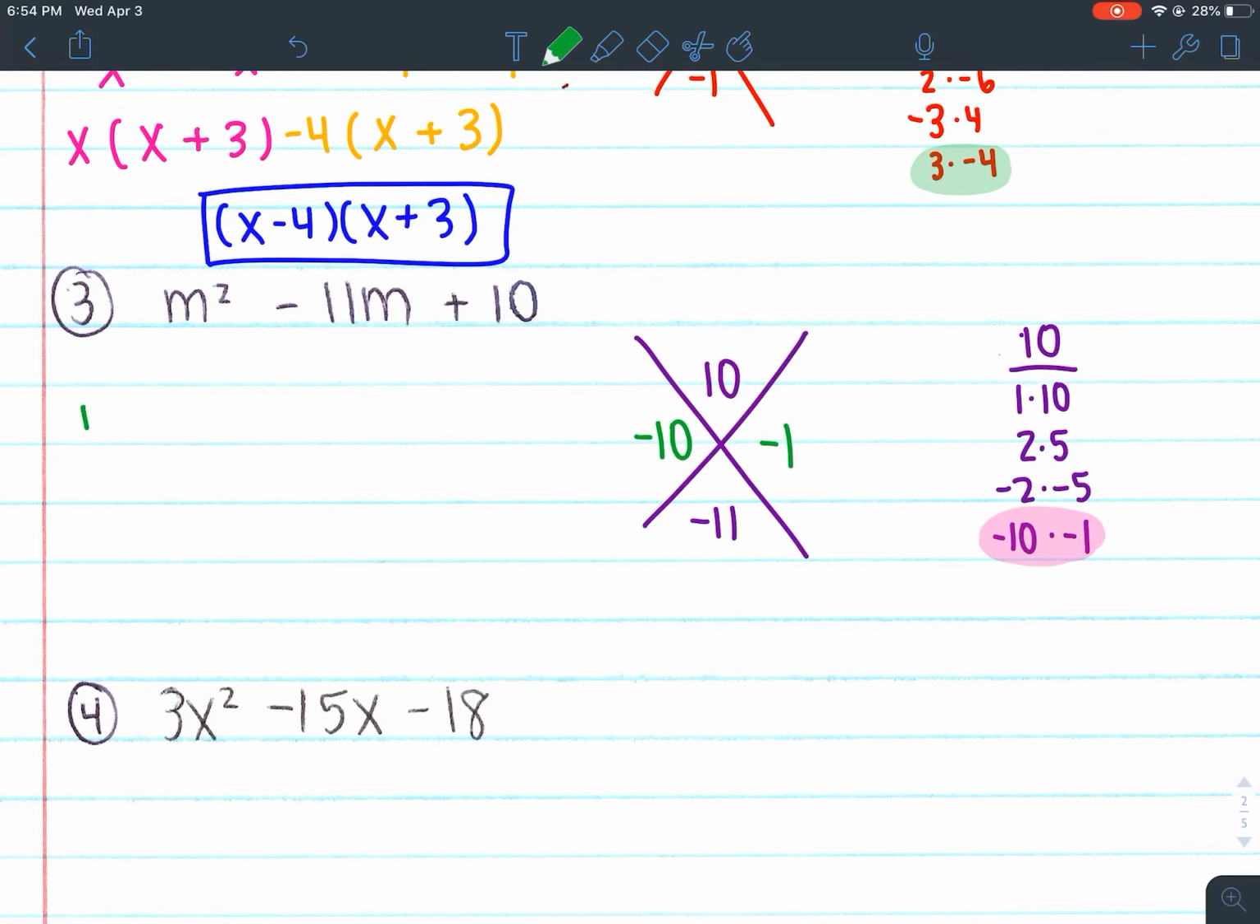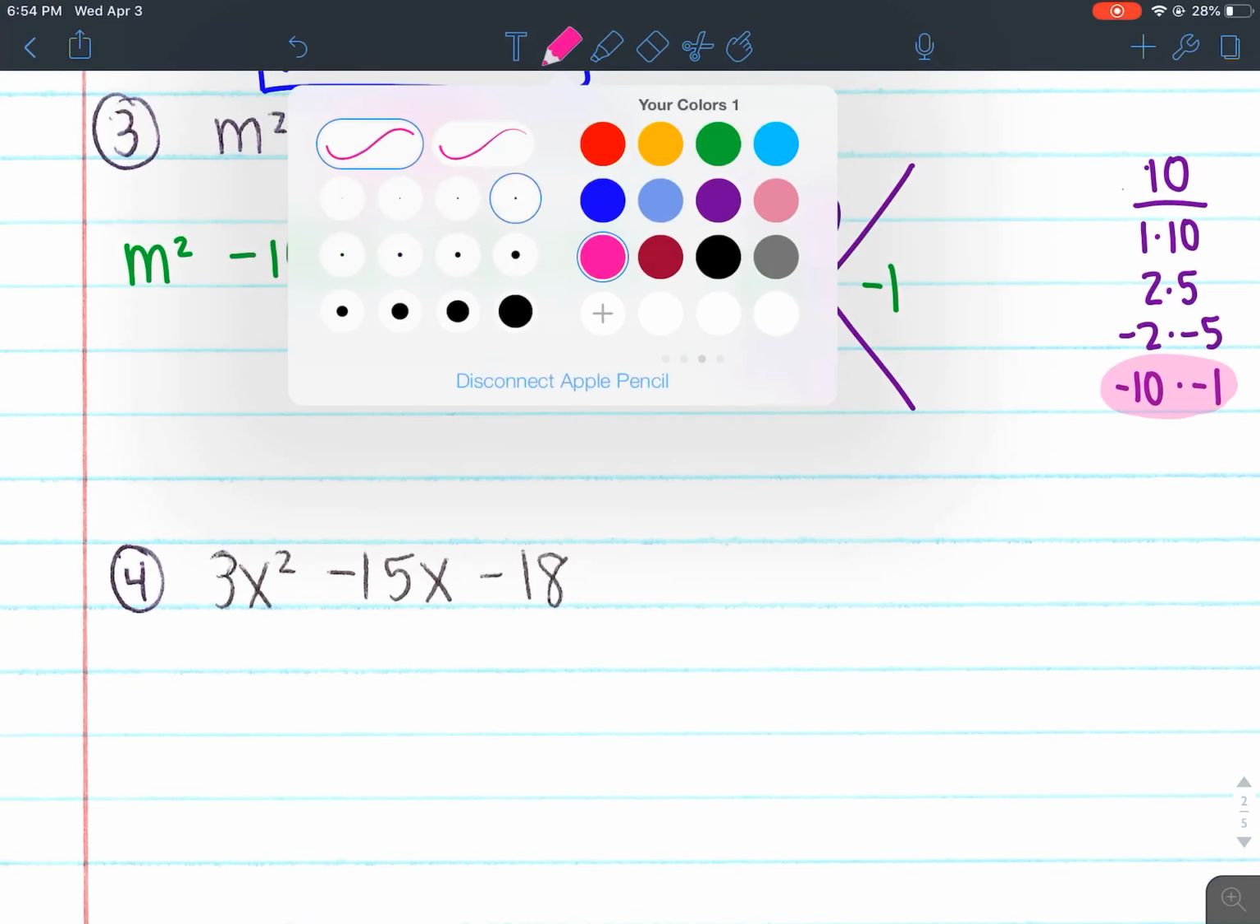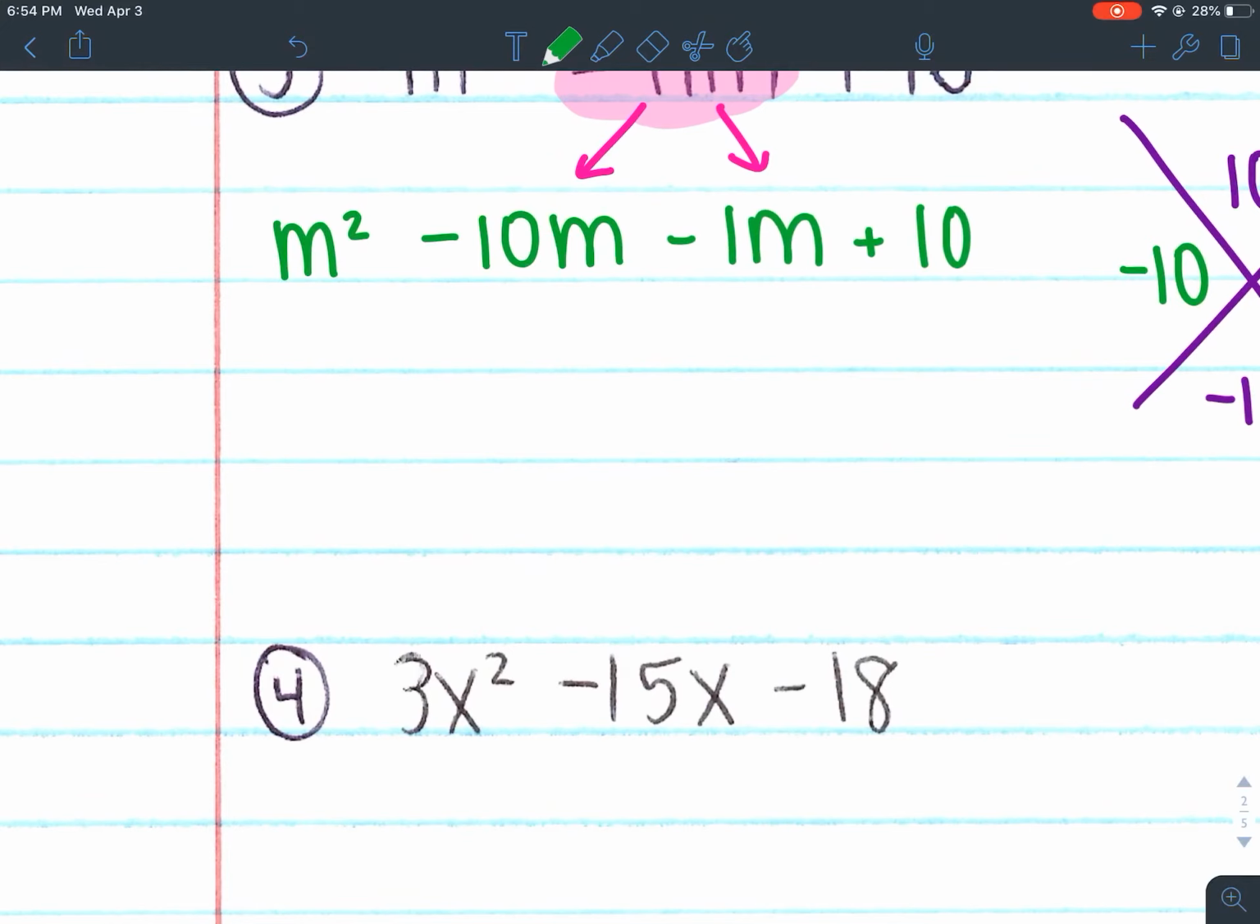Okay, so m squared is going to stay the same, and 10 is going to stay the same. We're splitting up that middle guy. We're splitting him up into two terms, which is negative 10m minus 1m, and then plus 10. Okay? That's all we're doing. We're basically splitting this guy up. Okay? Moving on, just factor by grouping.